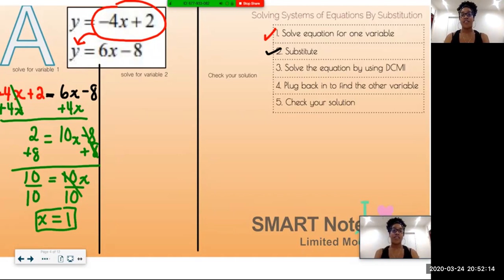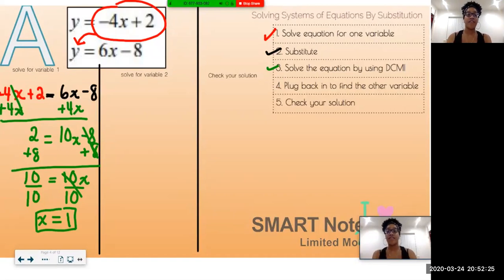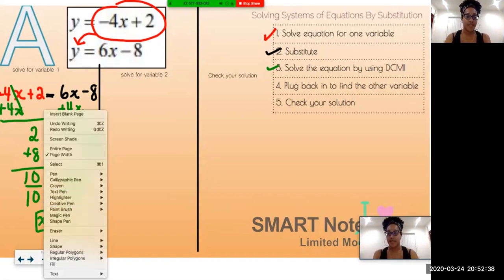Amazing. So I just solved my equation by using GCMI. After I do that, now I need to plug in my x, right? I just figured out what x is equal to, so I can figure out what my y is. So I'm going to pick any of these two equations that I like. I'm going to go for the second one. Why not? It's easier, in my opinion. If you use the first one, that's okay too. But I'm going to go for the second one. All right.